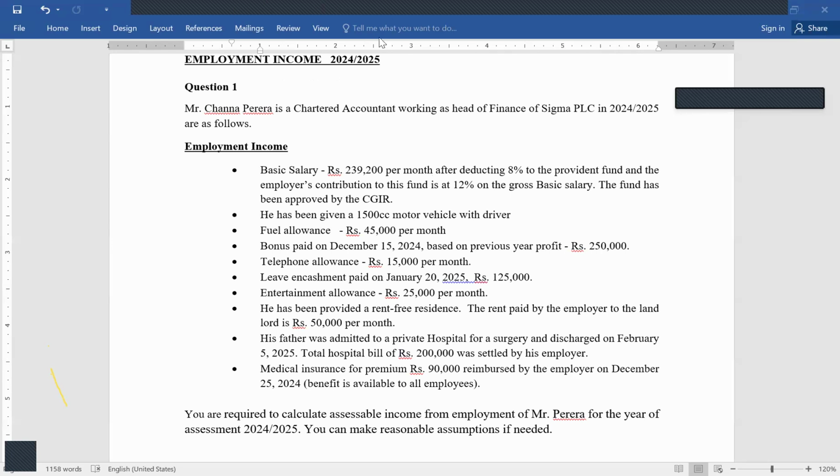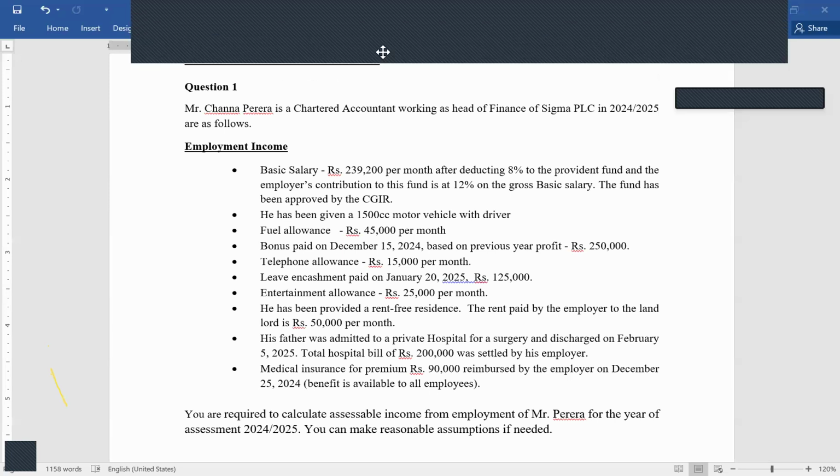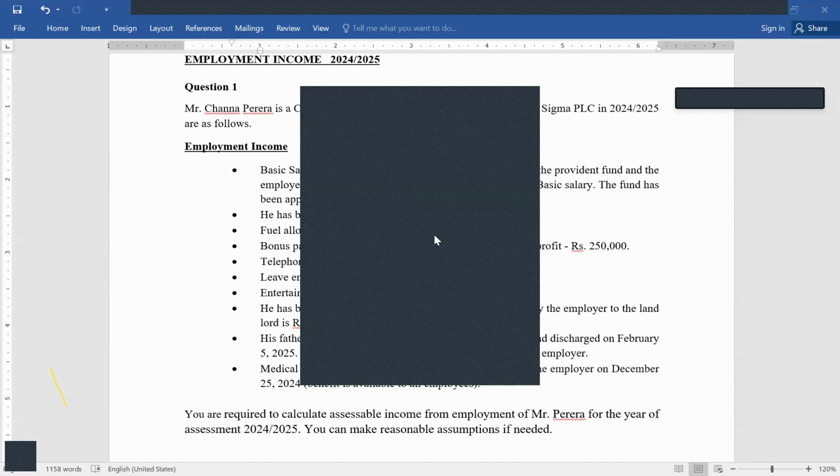Okay, if you have any question, you can ask now before we move from question 1 to question 2. Okay, what is the last figure? That means, what is the assessable income from employment according to your calculation? Rifkan. Rifhan, yes. Your answer is correct. 5,675,000.